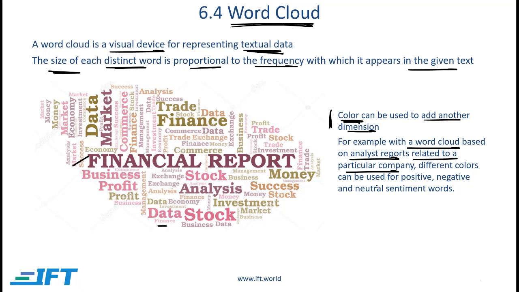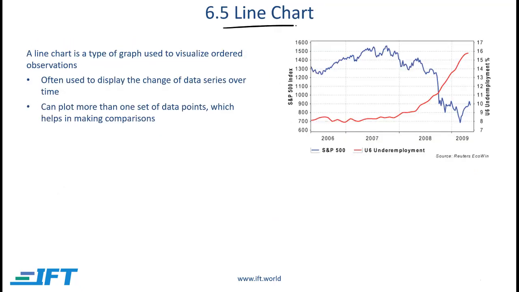In this case, what we can do is use a color like green for words that express a positive sentiment. We can use red for words that express a negative sentiment. And then we can use a color like blue, for example, to express words which have a neutral sentiment. So both font size and font color can be used to communicate the information that is contained within a given text document. Moving on to line charts.